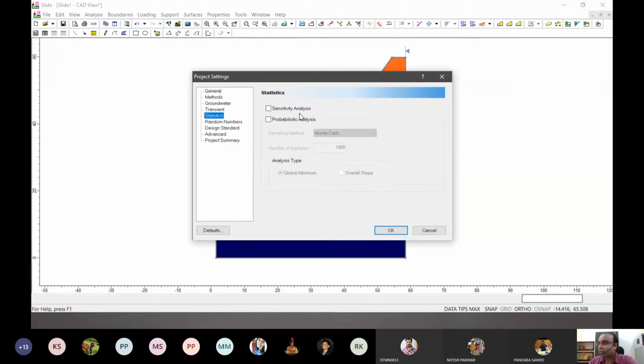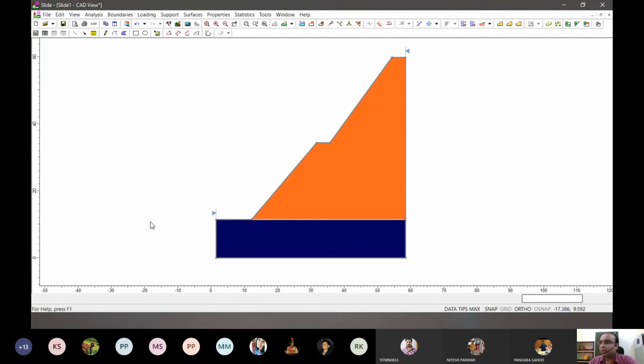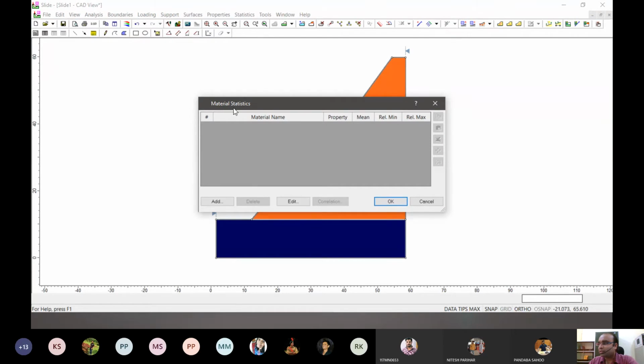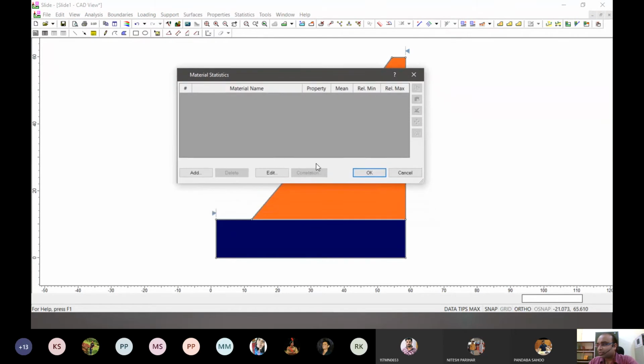In the statistics part where we did the probabilistic analysis, we have this sensitivity analysis. As I was saying, here we can actually do the same thing, but now the software will take care of it. Now, what I want to do is go into the statistics and then the materials, see the material statistics, where I can again give the properties.